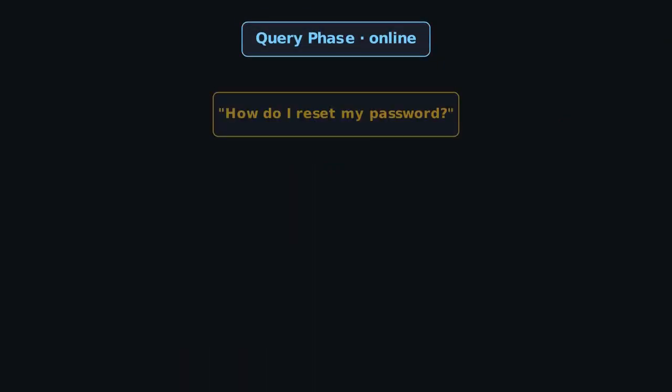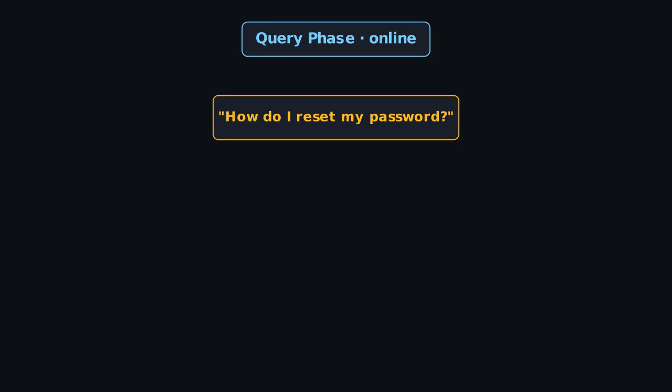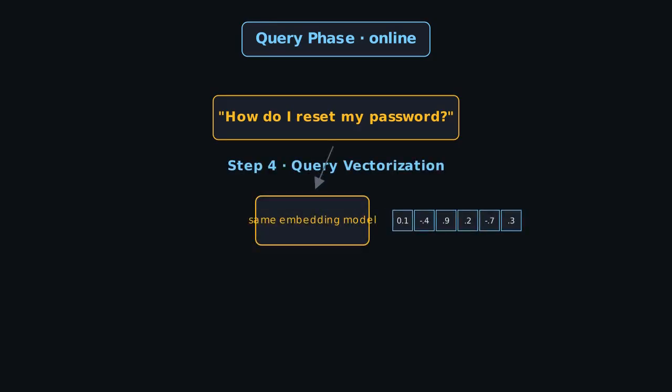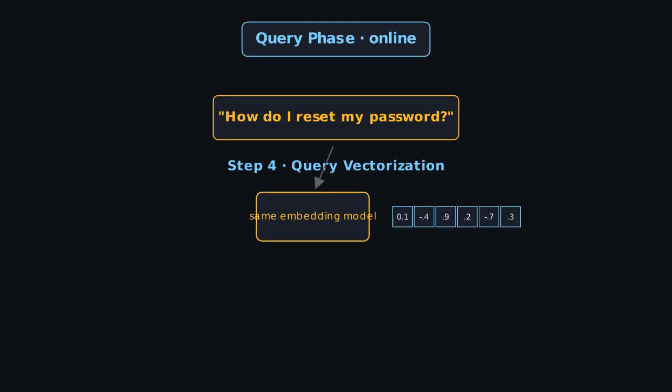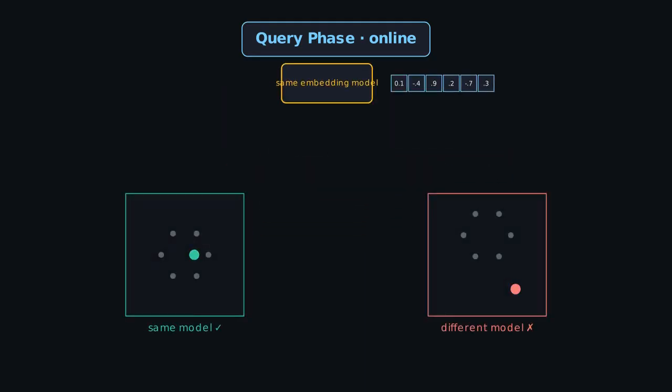Now the online phase begins. A user asks a question. Step 4. Query vectorization. That question is embedded into a vector, using the very same model that embedded the documents. This is non-negotiable. If the models differ, the query lands in the wrong region of the space, and retrieval quietly fails. Same model, same space.